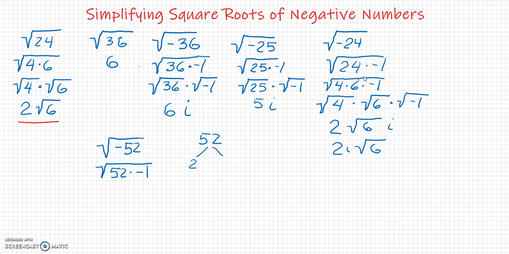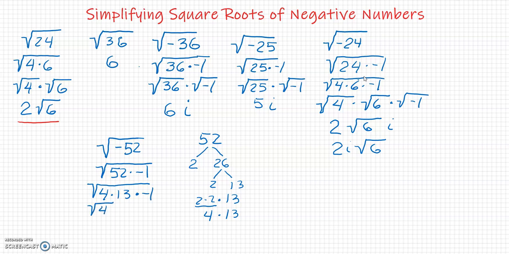52, I know 2 goes into that 26 times. So 2 times 26 is 52. Break up the 26. That's 2 times 13. So that means 2 times 2 times 13 is the 52. And there's the 2 times 2, which is 4, which is a perfect square. So 4 times 13. So, with that being said, 52 is the same thing as 4 times 13 times negative 1.